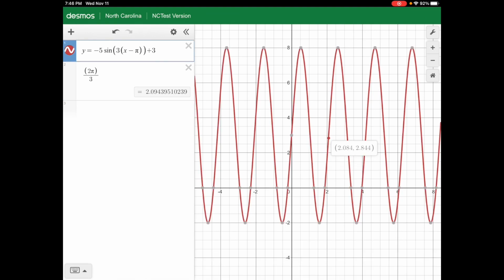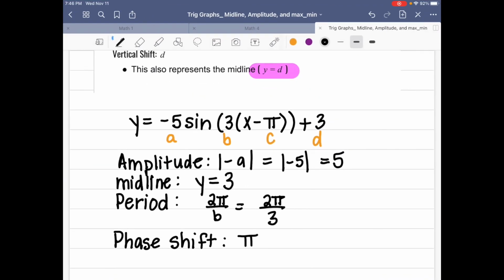So if I go back to that 3 value and I look at my x, it is approximately 2.09 for that 3 value, which is where that one wave actually ended. All right, so just some things to think about. So what we're going to do is we've kind of looked at these pieces.